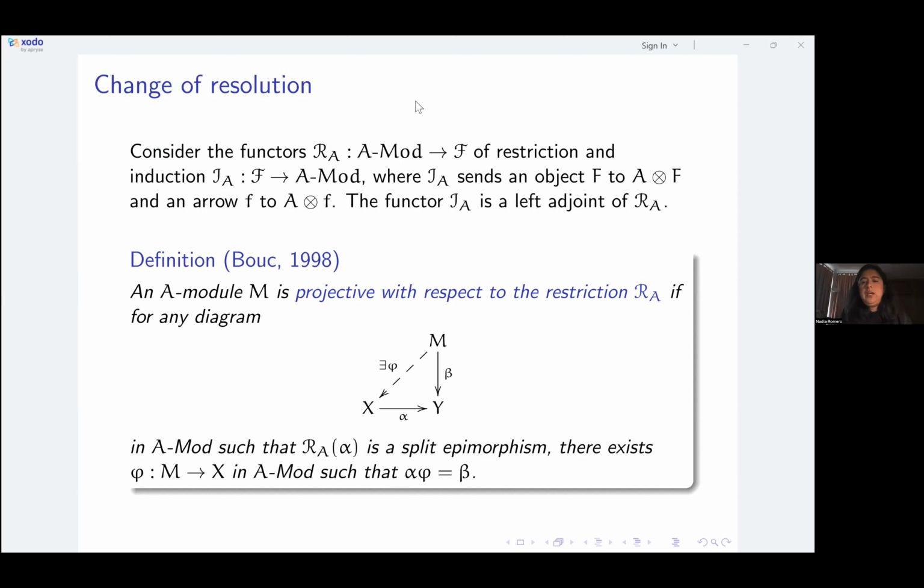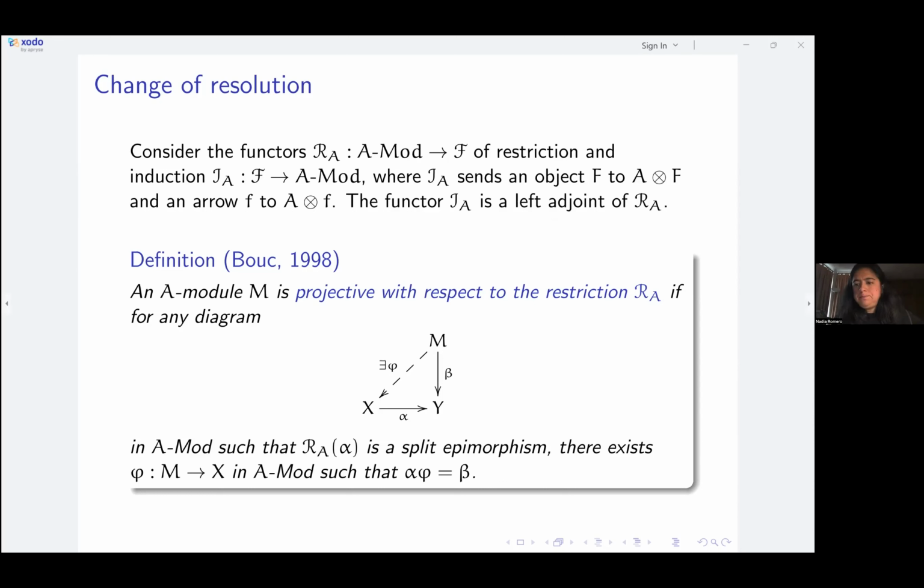A restriction is just a forgetful functor. So we're forgetting the structure of a module, and we're just considering this as an object in F. Okay, so this is a more general definition, but I'm just putting it in the setting I'm interested in. It can be defined in any other context in which we have something like restriction, something like induction. So it can be defined in a more general way, but this is the way I'm going to use it.